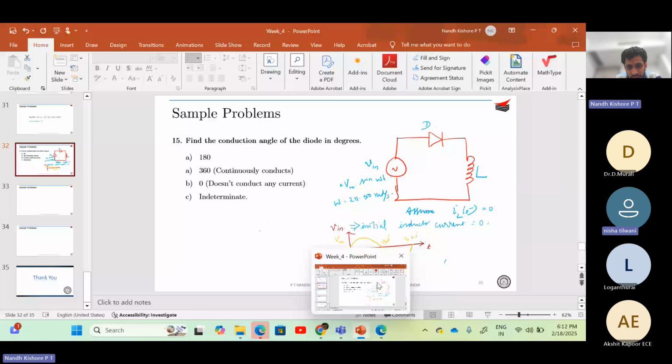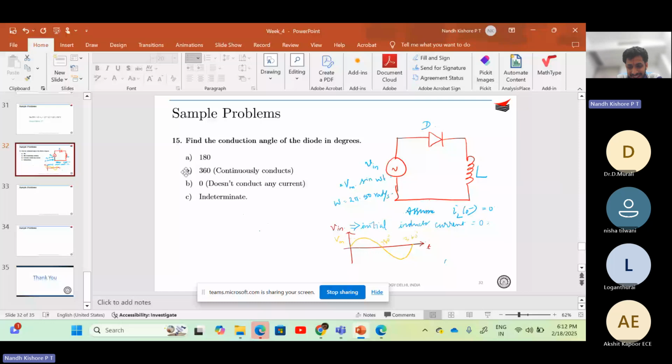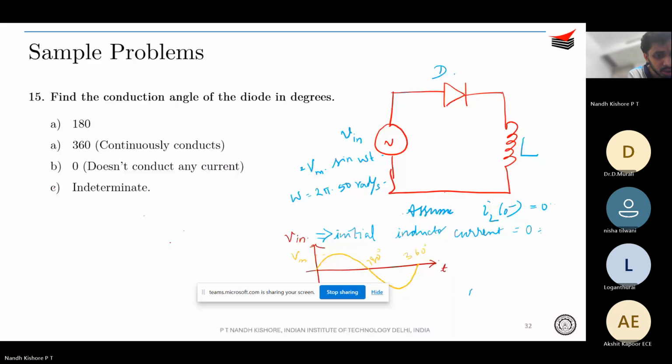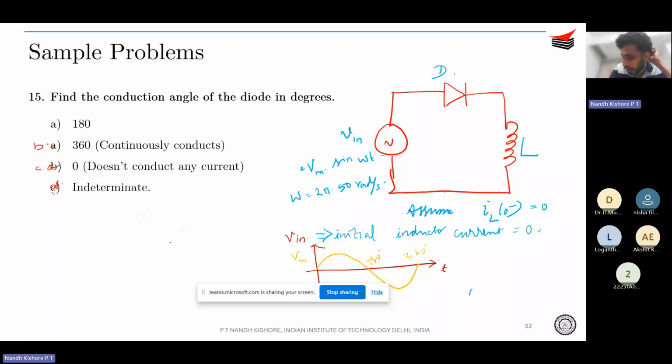Option D, indeterminate. Okay, so you are telling that it is option D. Good. So why do you say that it is indeterminate? Is there any rationale behind that?